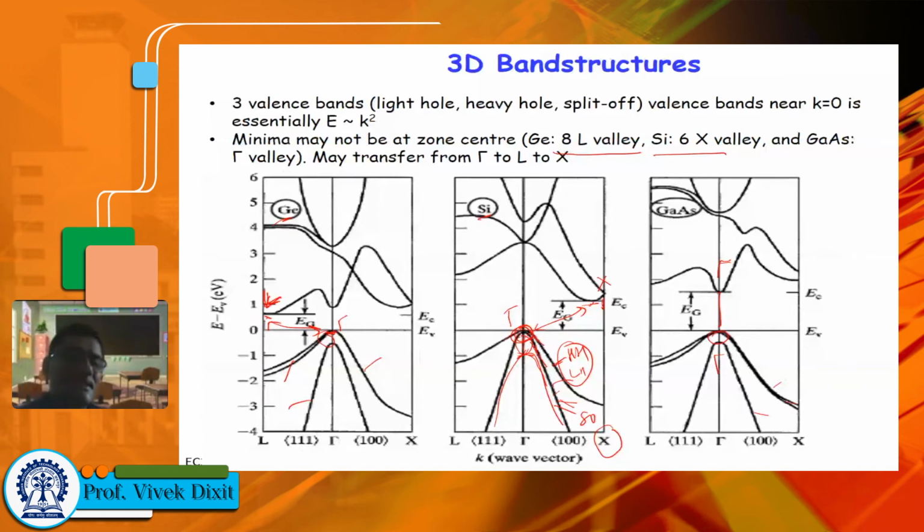So we have discussed the band structure of 3 materials: germanium, silicon, and gallium arsenide. Germanium and silicon are indirect band gap because the bottom of their conduction band appears at the L valley and X valley respectively. In case of gallium arsenide, the bottom of the conduction band appears at the same position as the top of the valence band, called the gamma valley, and therefore this is a direct band gap semiconductor.